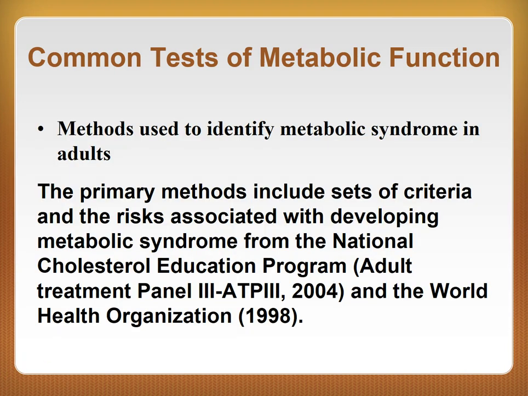Then, what are two methods used to identify metabolic syndrome in adults? The primary methods include sets of criteria and the risks associated with developing metabolic syndrome from the National Cholesterol Education Program Adult Treatment Panel III, 2004, and the World Health Organization, 1998.